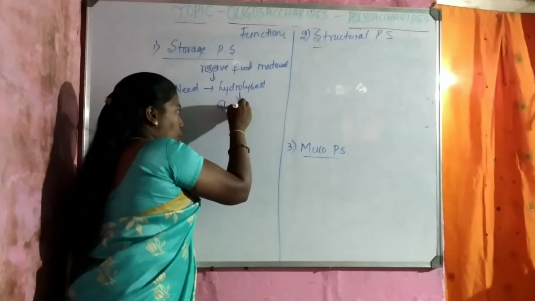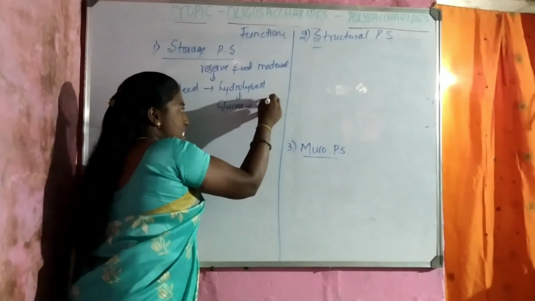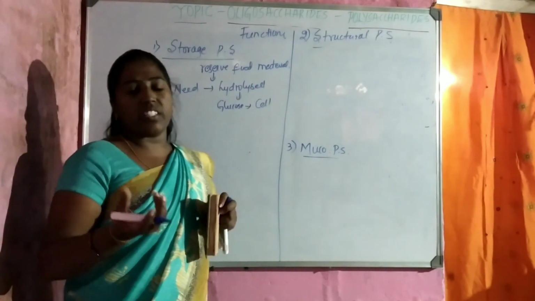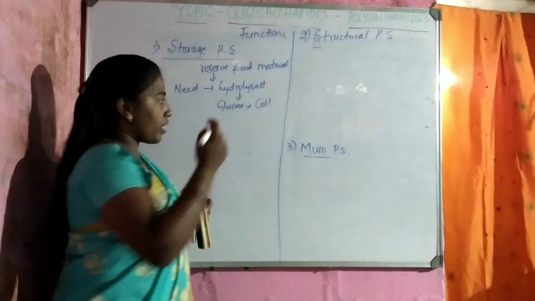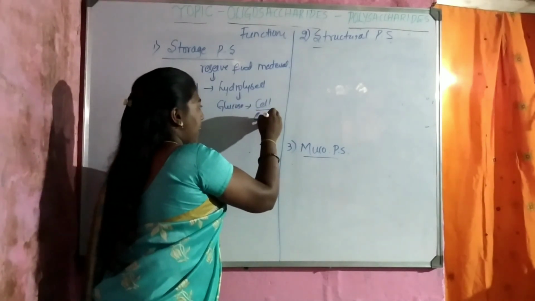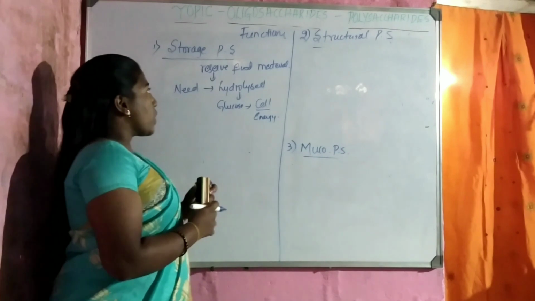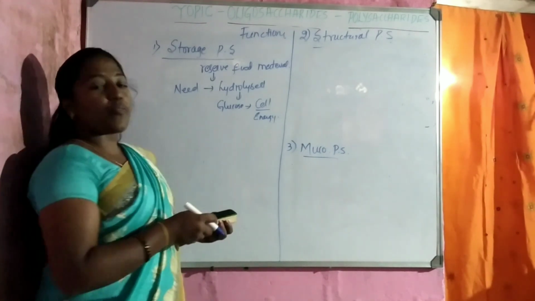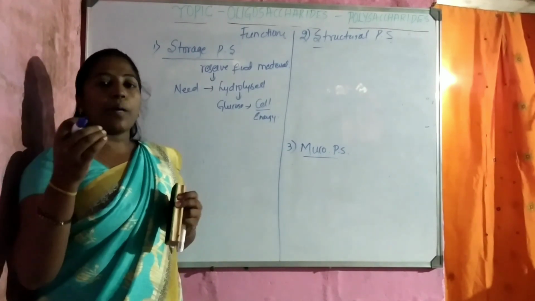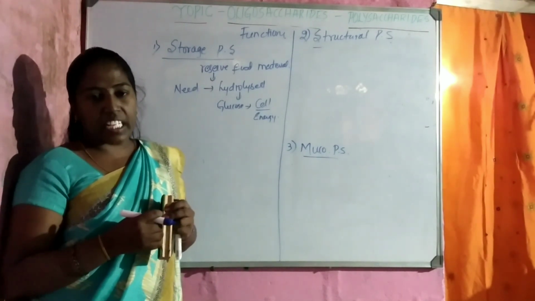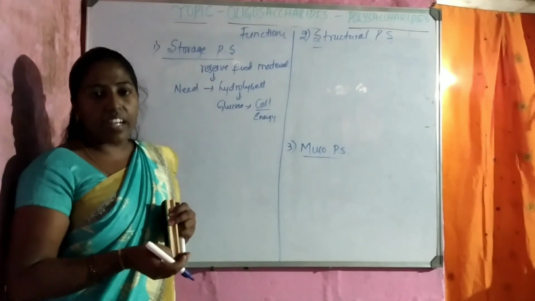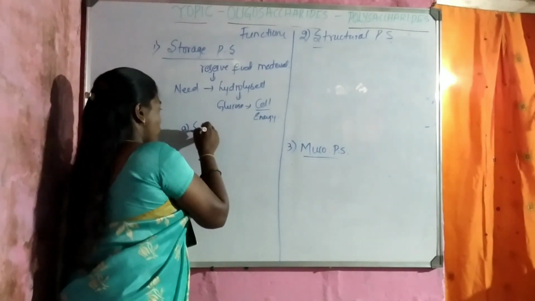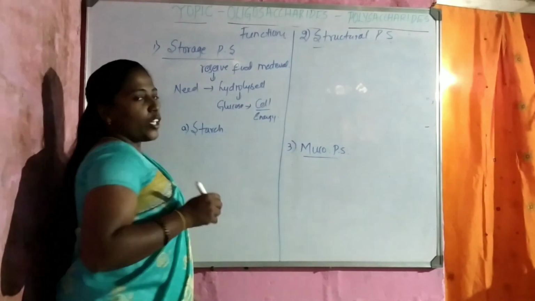This glucose will be absorbed by the cell. Later in the cell, by the breakdown of glucose, the cell gets the energy. In this way, the storage polysaccharides are used. Which is the example for storage polysaccharide? The best examples are starch and glycogen. One example is starch and another one is glycogen.